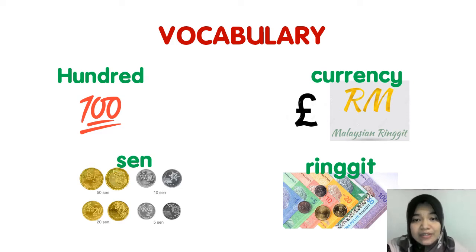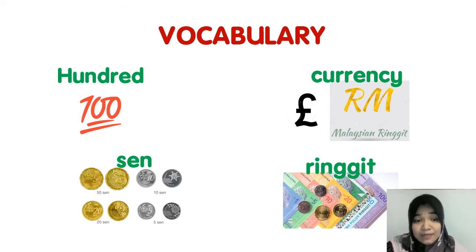Okay, next we have currency. As you notice here, I come out with 2 examples. This one is the currency for the United Kingdom, which is the pound sterling. So this is the symbol of pound sterling for UK currency. And this one is for our country. It comes with RM, known as Malaysian Ringgit. Okay, class? Let's move on to the third vocabulary, which is cent.